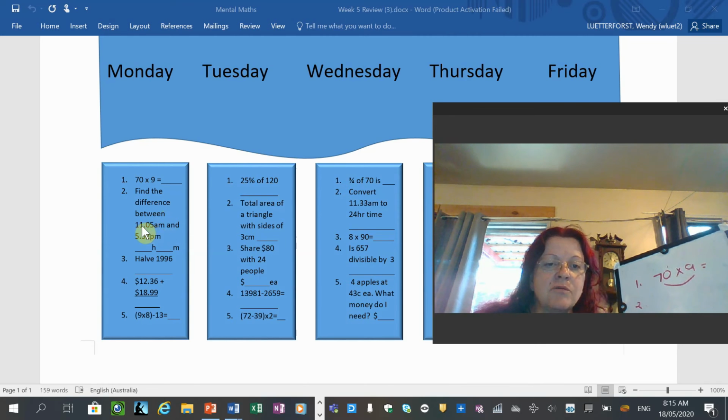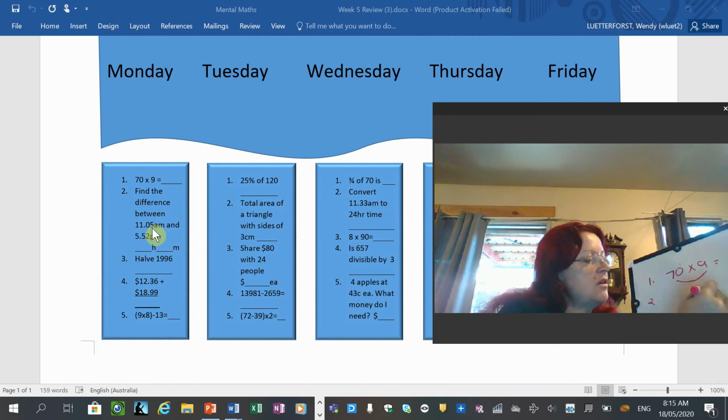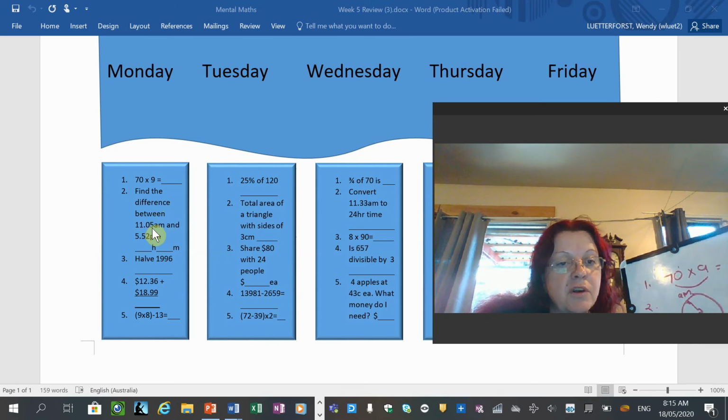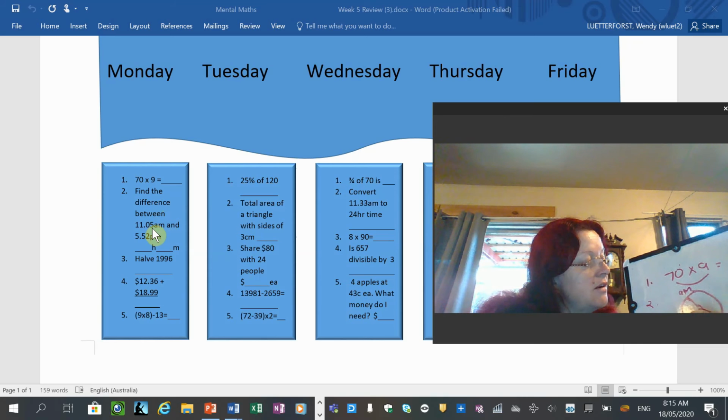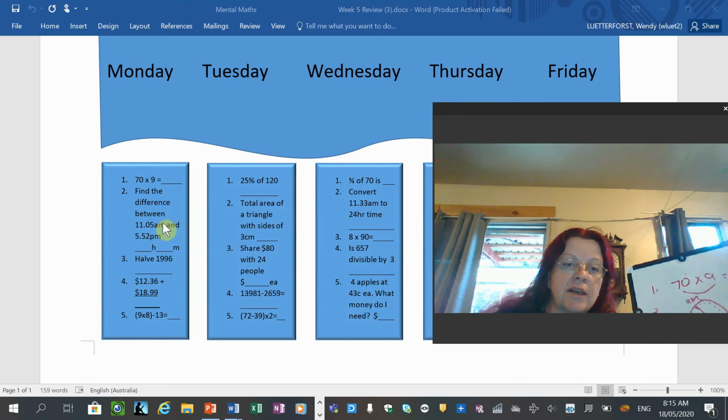So here you want to find the difference between 11:05 in the morning, and here it is here, AM, and you want to find the difference between 5:52 PM. So you've got to find these hours here. So one of the easiest ways you can do that is, instead of calling this 11:05 AM, you could just call that 11. Okay, 11 AM, and you can count the hours between 11 midday and all the way around to 5. So you count those hours.